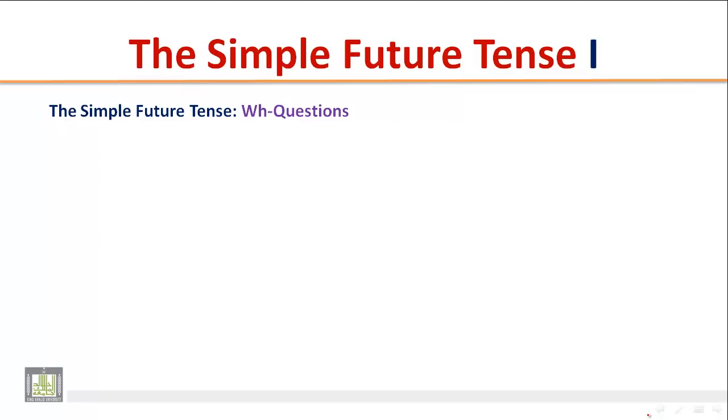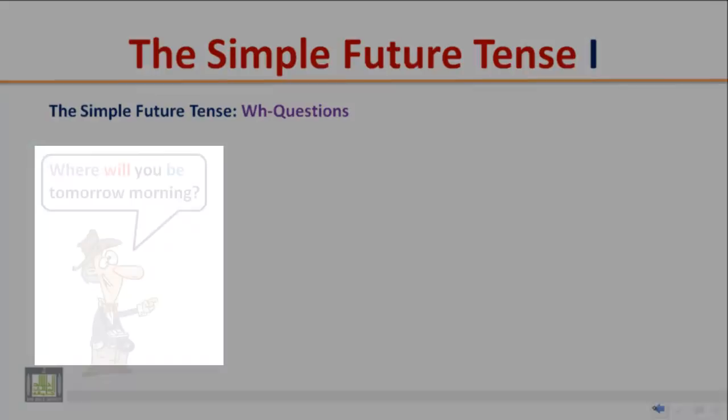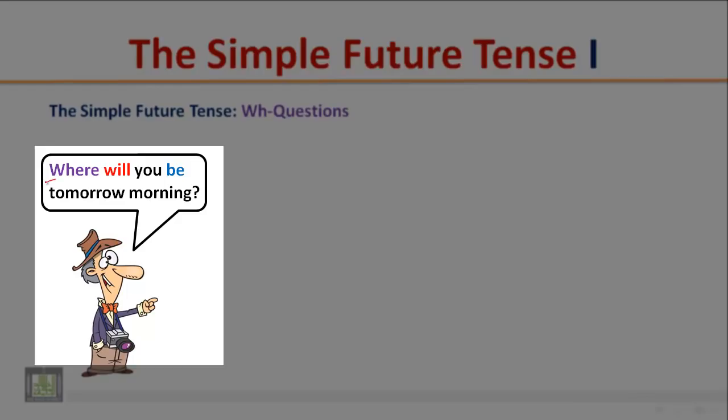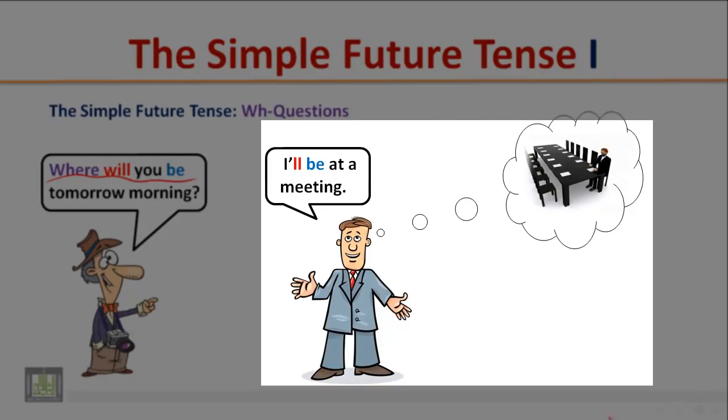The simple future tense: WH questions. Listen to the following short conversation and pay attention to the word order in WH questions. Where will you be tomorrow morning? I'll be at a meeting.